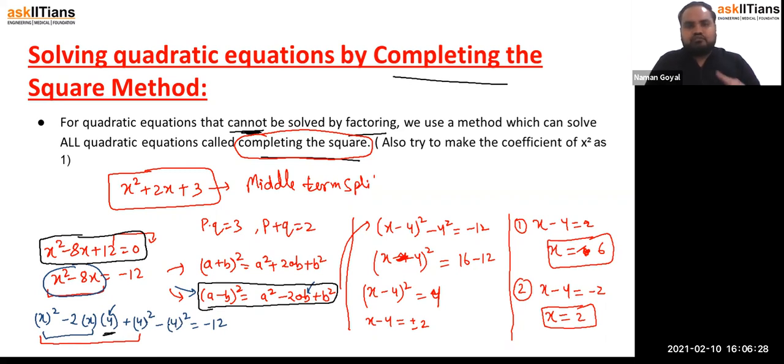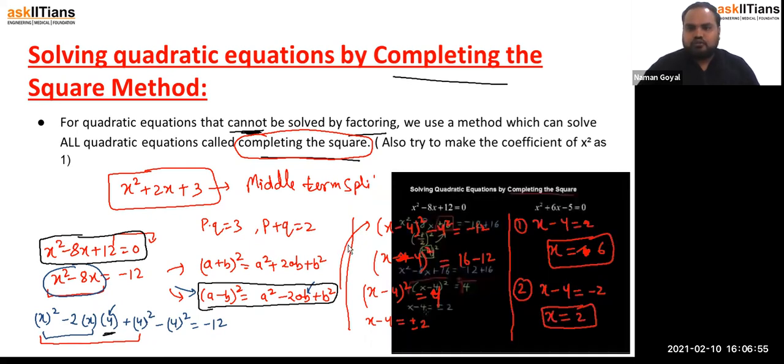Why do we add 4 square and why do we subtract 4 square? Because the equation must be balanced. We never change the equation. So if we add 4 square extra here, then we have to subtract it also. So this quantity gives a square minus 2ab plus b square, which is a minus b whole square. Now 4 square is there and minus 12. Now after this we can solve it easily. So we can do this, right?